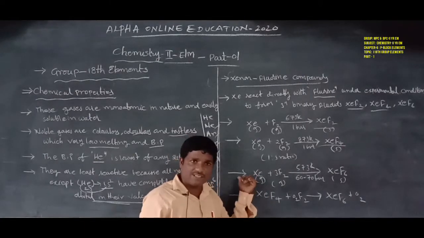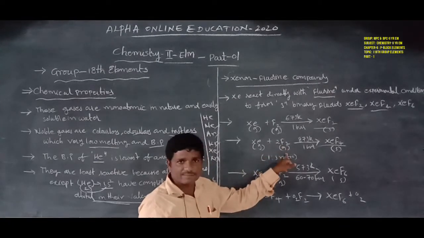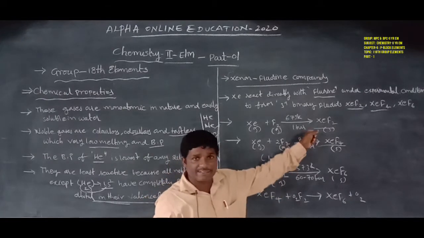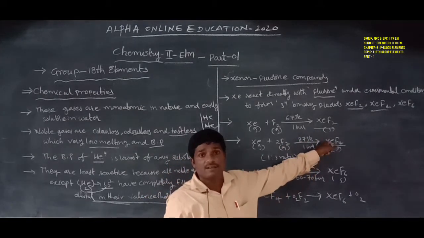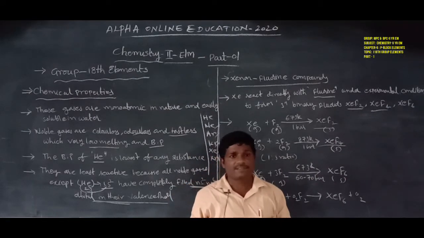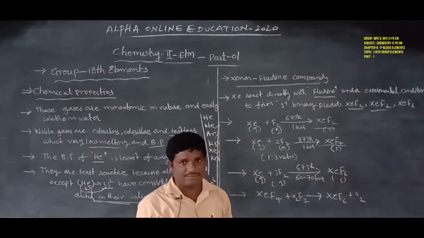Xenon reacts with 2 moles of fluorine at a 1:5 ratio at 873 Kelvin and 1 bar pressure to form xenon tetrafluoride. That is the preparation of xenon tetrafluoride.